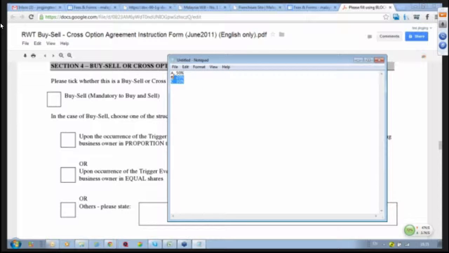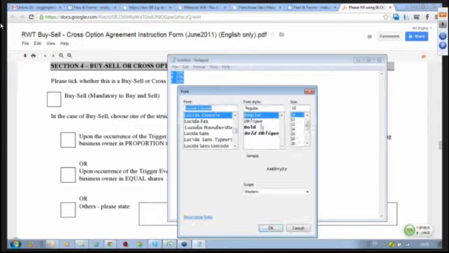Sorry, just to ask, can you see? Where is the... just to go through the form.